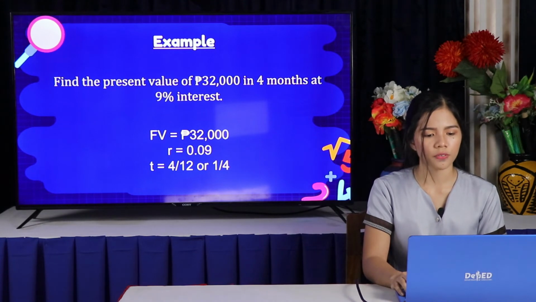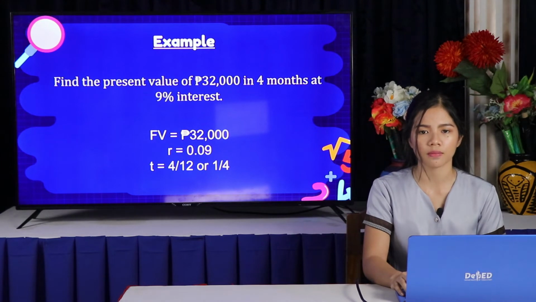Find the present value of 32,000 pesos in 4 months at 9% interest. The present value formula is P is equal to FV over 1 plus RT. The question is, what is the present value of the future amount 32,000 pesos? Aside from the future value, we have R is equal to 0.09 and 4 over 12 or 1/4 as T.